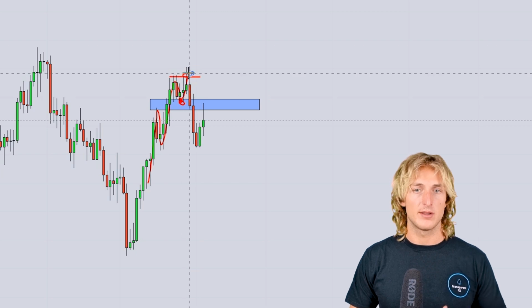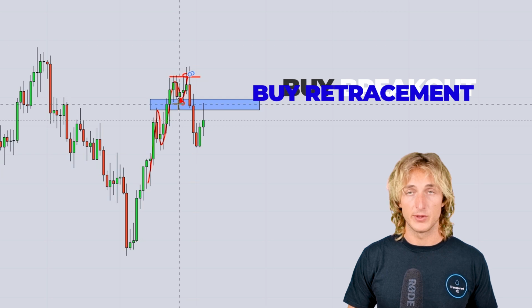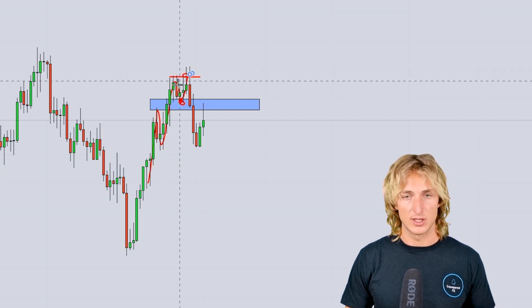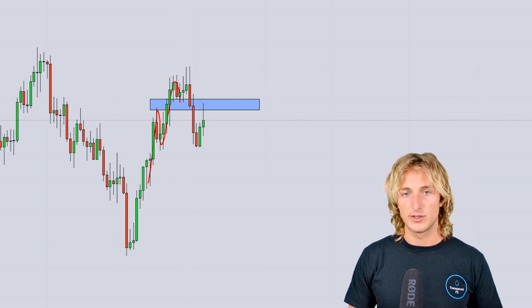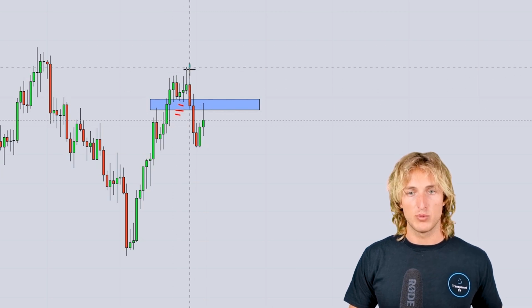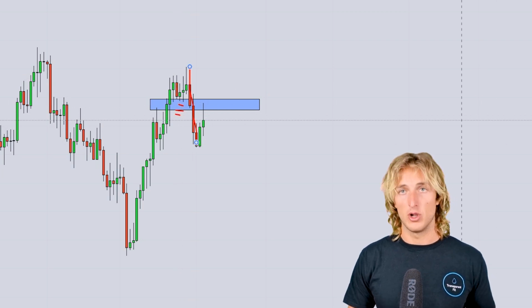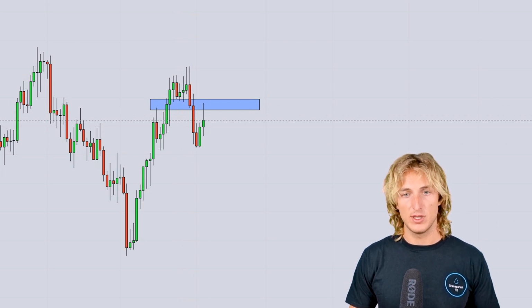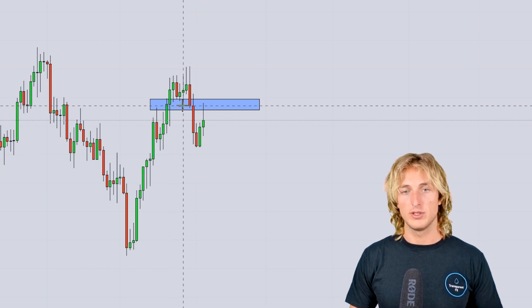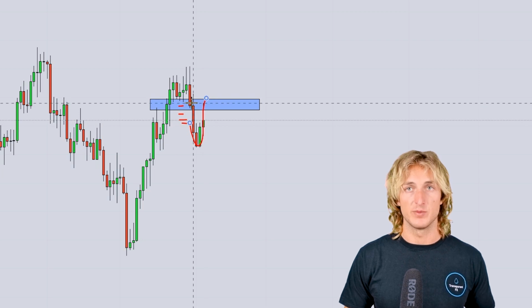Now, since there are two types of traders, the one that will buy the breakout and the ones that will buy the retracement, right? If the market is in an uptrend, both of them will have their stop losses around this area here, right? So at that point, the market breaks below this low and takes out all their stop losses, giving the possibility to market makers to actually fill in their buy orders. At that point, that is where the retracement starts.